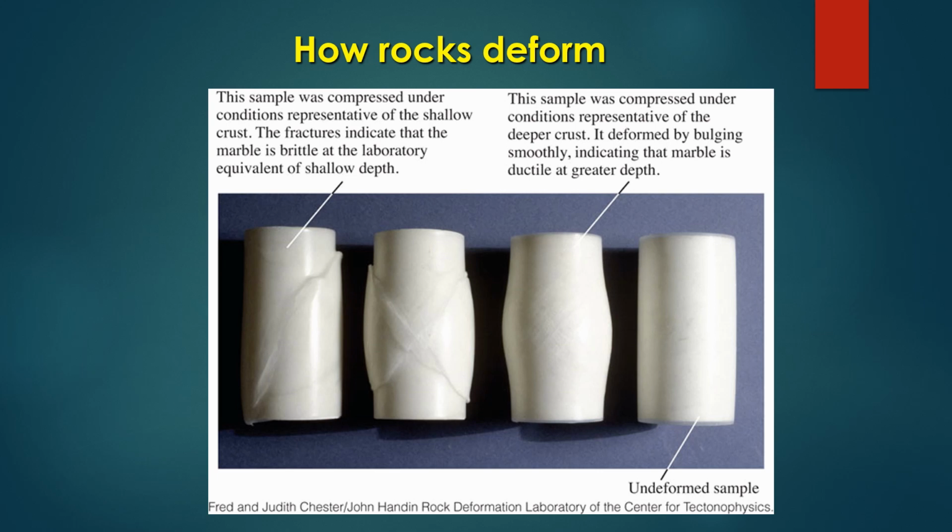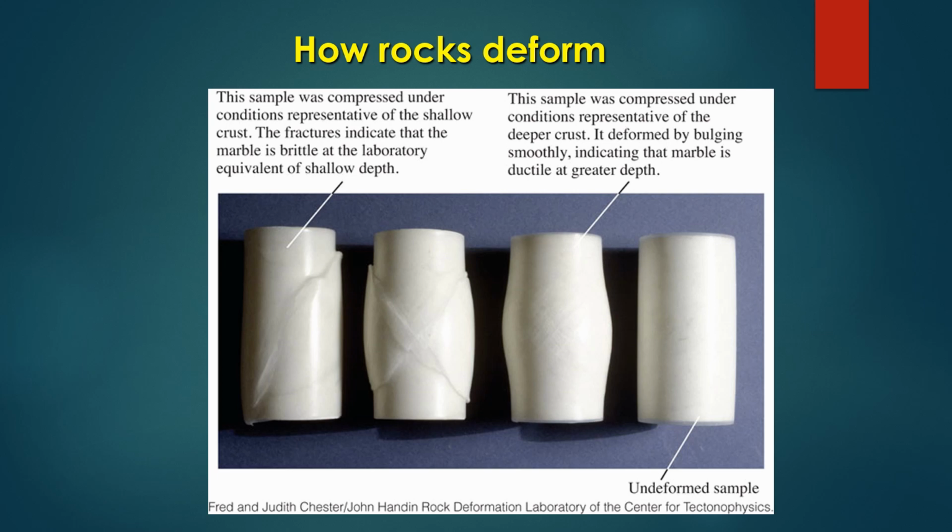Now let's see how rocks get deformed. The rock mechanical behavior can be different under different conditions. First off, in this picture, the undeformed rock is on the right. The second to the right shows the ductile behavior of the rock under a compressive force from the bottom and the top. The rock is not broken, but the middle part of the rock is bulged and shortened.